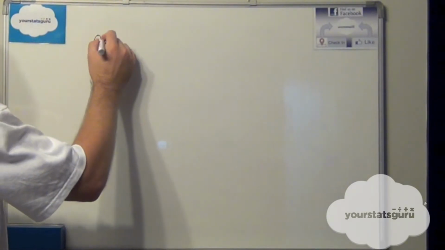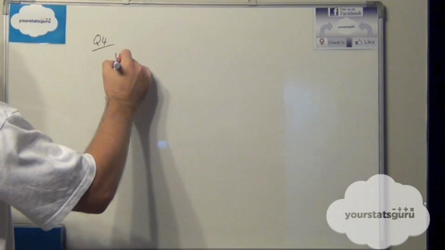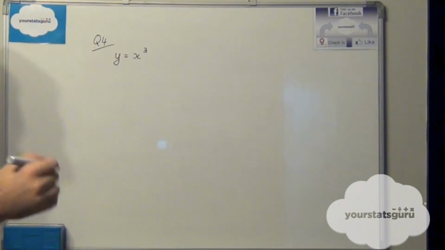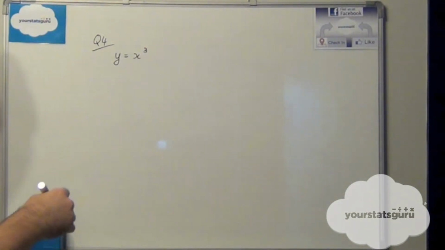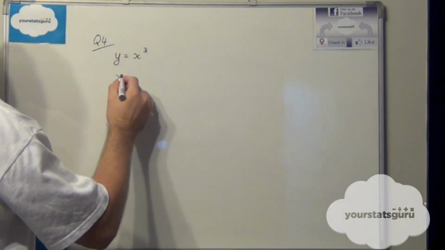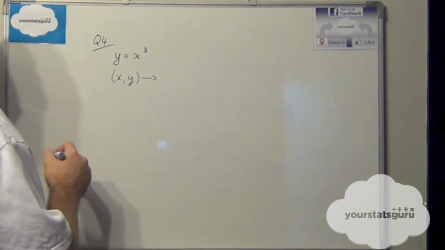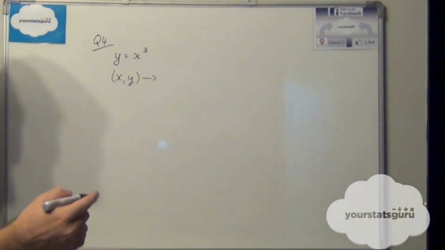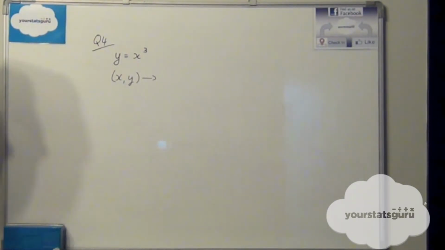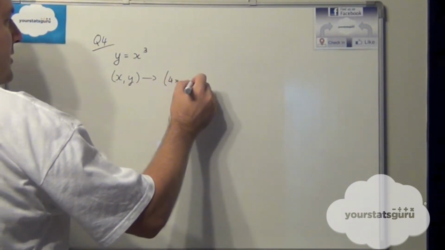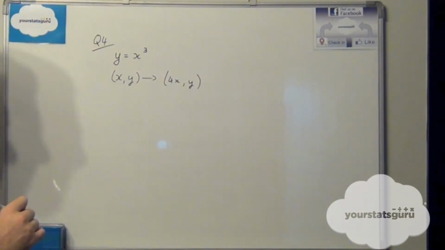Question 4. We're told that y is equal to x cubed and that y undergoes a series of transformations. In other words, we take the points x, y and we transform them so that there is a dilation of factor 4 from the y-axis. So that means we get 4x, y.